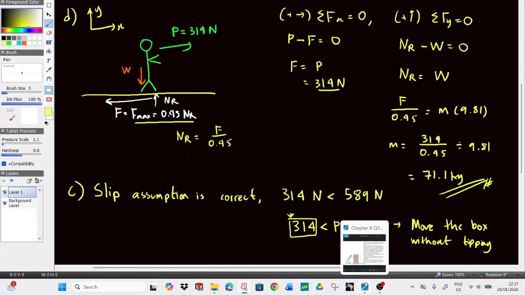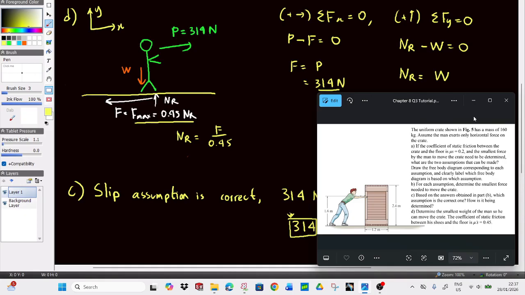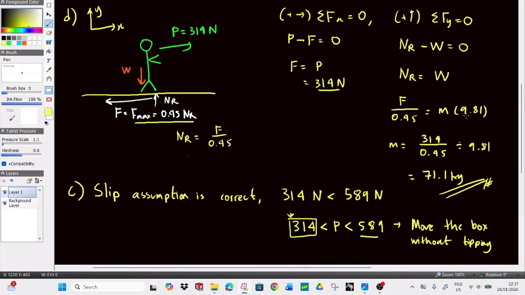So we've come to the end of our tutorial. This is tutorial part 2 for chapter 8. I really hope that this is very helpful. I understand friction can be a bit tricky because you have to consider two cases, whether you're slipping or whether you're tipping. So which is happening first? It really depends on the question. But in most cases I've seen, slipping is likely to happen over tipping.